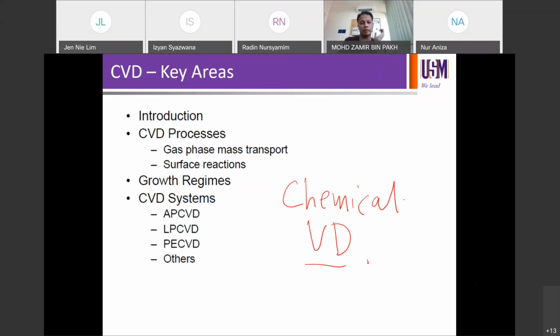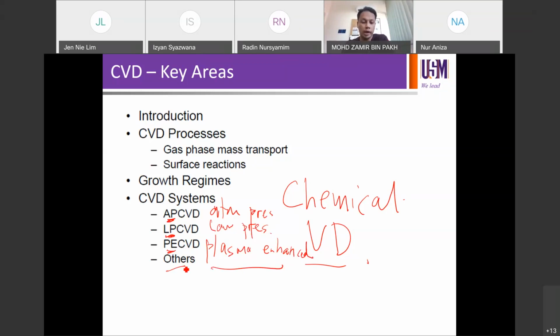We have AP-CVD, atmospheric pressure, sorry, atmospheric pressure. Second one, what is LP? What do you think? LP-CVD. It's low pressure CVD, low pressure. PE-CVD, plasma enhanced. How is it plasma enhanced? Let's see. If you mention plasma enhanced, that means the conventional CVD process doesn't use any plasma.